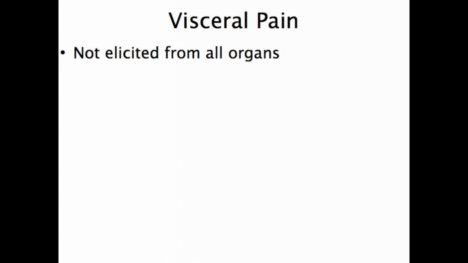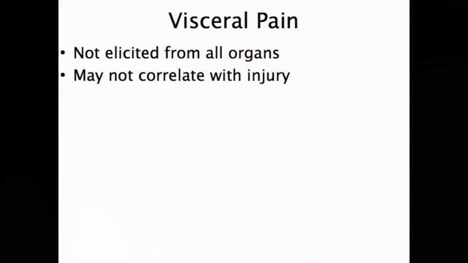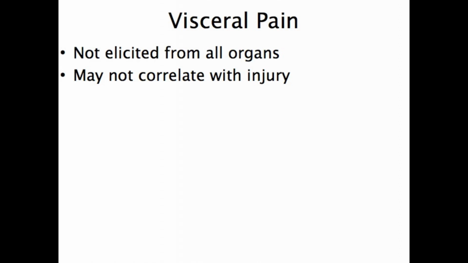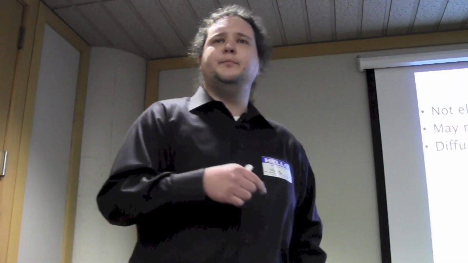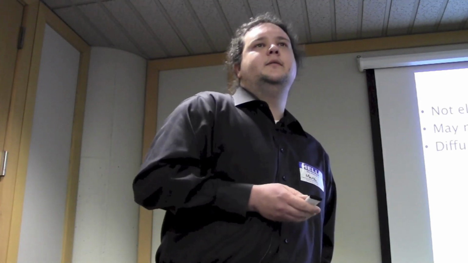Well, it's not elicited from all organs. For instance, I can't make you hurt by poking your liver. It doesn't necessarily correlate with injury. You can use local anesthesia to do surgery on somebody's colon, because cutting the colon doesn't hurt. And obviously that is a significant injury, whereas a small amount of gas can be unbearable. It's diffuse, it's poorly localized, so when you're having abdominal pain, you can't point to it. If you hit your hand with a hammer, you can say, my hand hurts here. But with abdominal pain, you just say, it kind of hurts here, there.